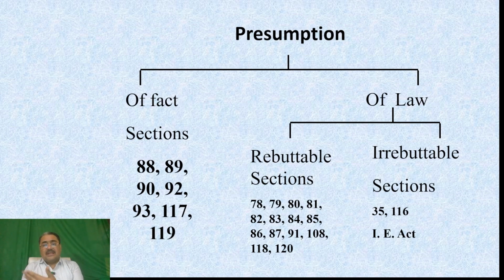But when we use the words irrebuttable presumption of law, conclusive proof, you will find only two places in the Bharatiya Sakshya Adhiniyam. One is section 35, where some specific kinds of judgments of the court, which are judgments in rem, have been declared as conclusive proof. When probate is granted, it is conclusive proof of the fact. So some judgments which give status are conclusive proof. The other is section 116, which is basically about a child born during subsistence of marriage.